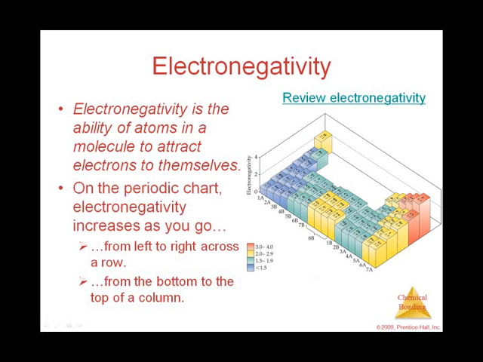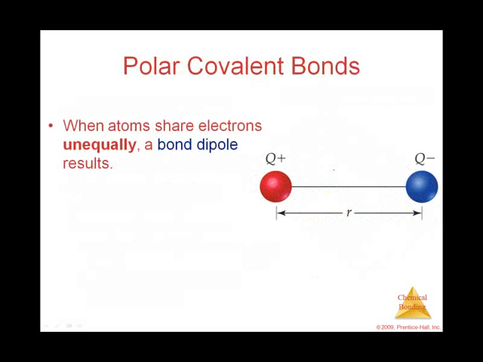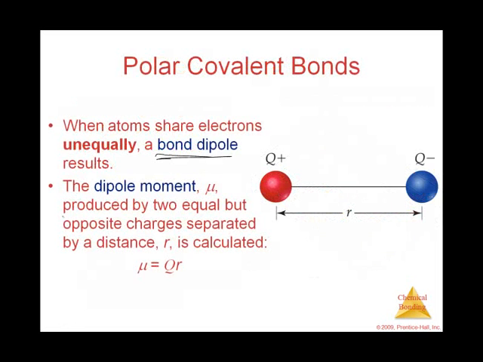So as you remember, from left to right, electronegativity goes up, and from the bottom to the top it goes up. So if you think about it, fluorine is the highest, and it goes down from there both ways. So when atoms share electrons unequally, we call that a bond dipole. One's more positive, one's more negative. There's some distance between them. There's actually a way to calculate what's called a dipole moment. It's got a value of mu, and it's produced by unequal charges separated by a distance.